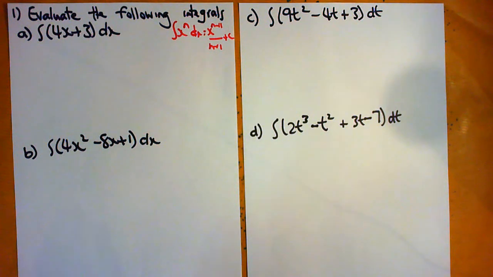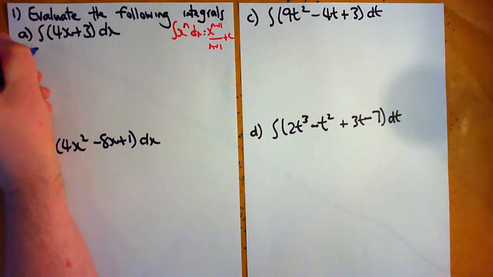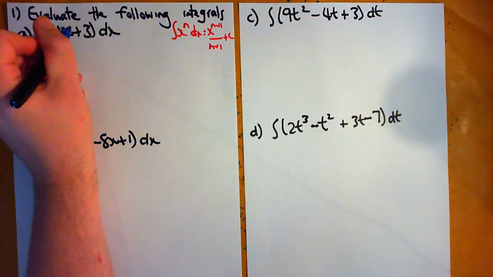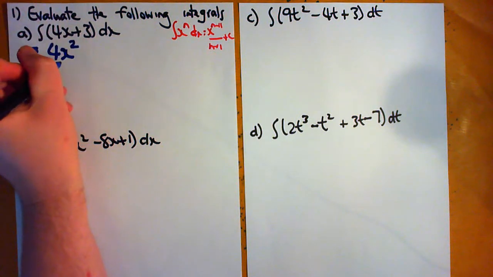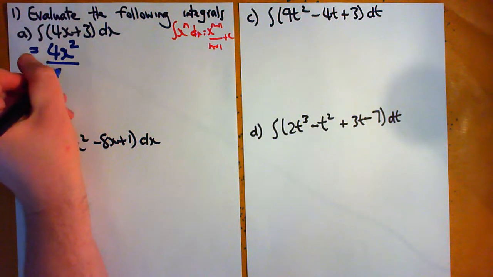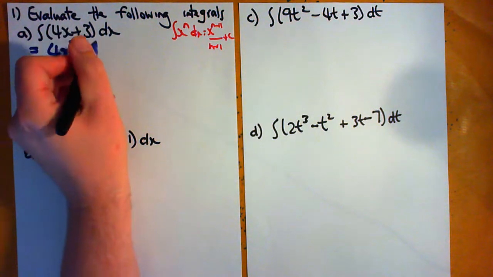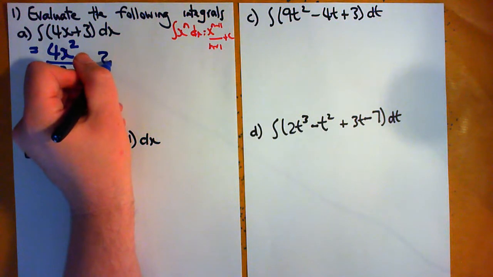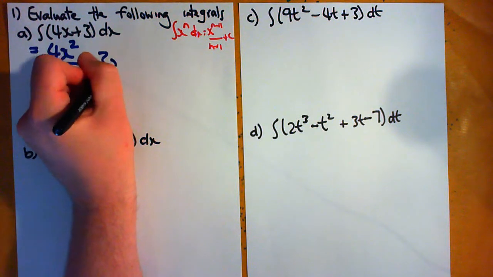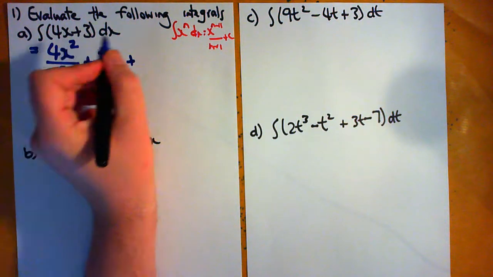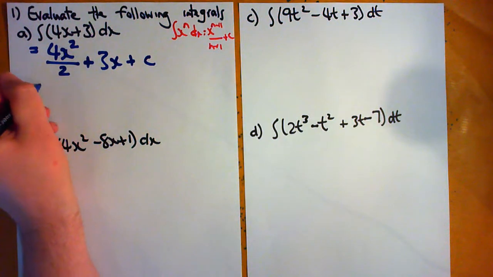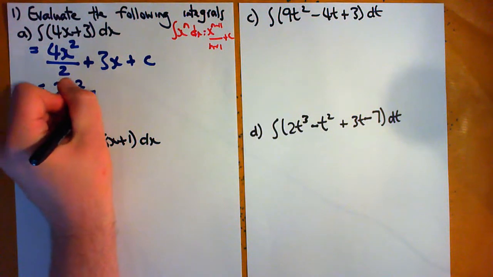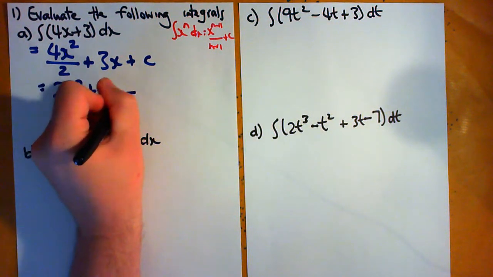Okay, so let's integrate 4x plus 3. If we integrate that, we get 4x to the power of, original power is 1, plus 1 gives us a power of 2, and we divide that by the new power, plus, if we're integrating a number, say integrating 3, then we just tag on an x, so 3 becomes 3x on integration, plus your constant, and then we can simplify. 4 over 2 is 2x squared plus 3x plus c.